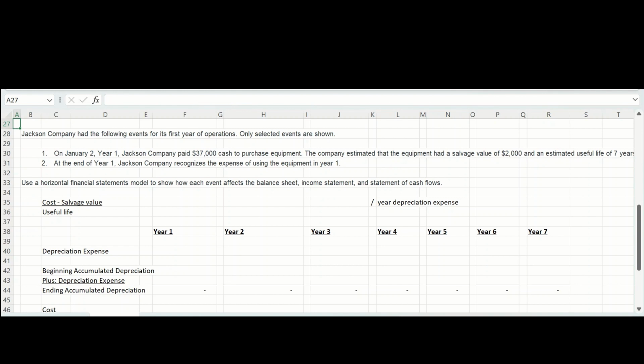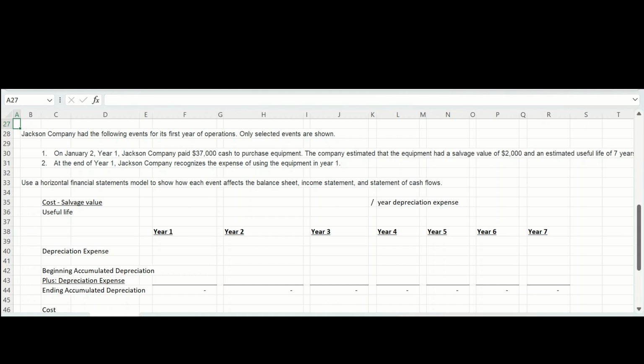So for an example of calculating depreciation expense, we have Jackson Company with the following events during its first year of operations. On January 2, year 1, Jackson Company paid $37,000 cash to purchase equipment. The company estimated that the equipment had a salvage value of $2,000 and an estimated useful life of 7 years. At the end of year 1, Jackson Company recognized the expense of using the equipment in year 1. And what that's saying is Jackson Company recognized the depreciation expense of the equipment.